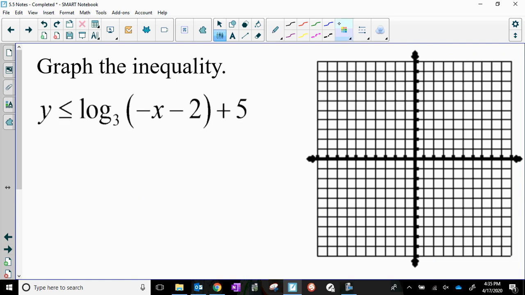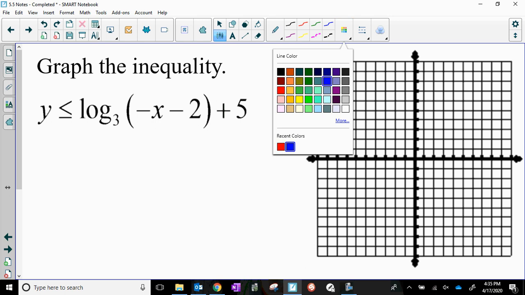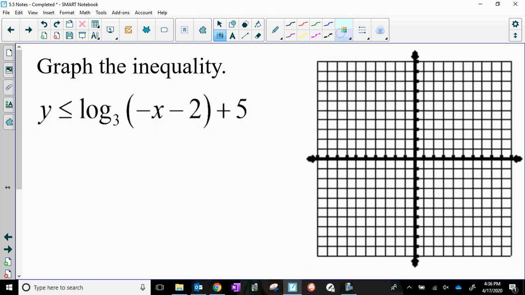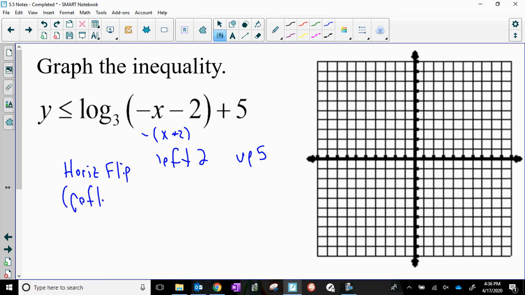All right, let's do another logarithmic graph. And let's take the issue we had with that square root. So let's put it all together. We got that horizontal flip and a horizontal slide. So I'm going to just take the negative and x minus 2, factor out. So now it becomes x plus 2. So this tells me the graph is really going to move left 2, up 5, with a horizontal reflection. Or if you'd rather say reflects over the y-axis.